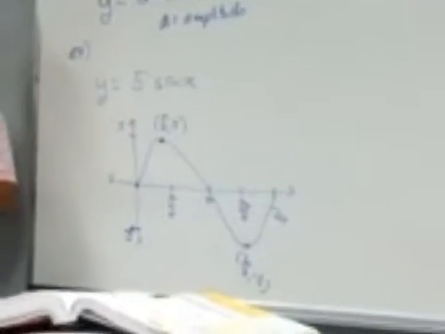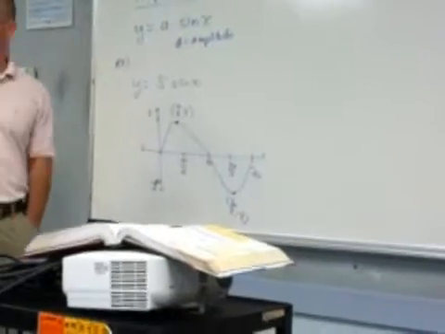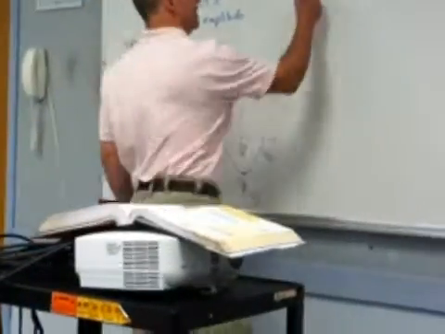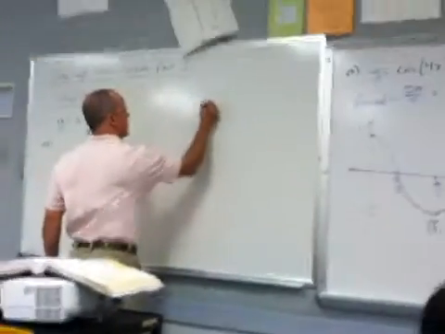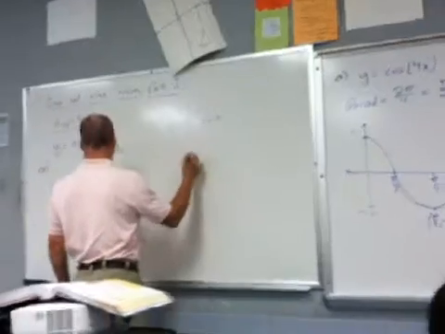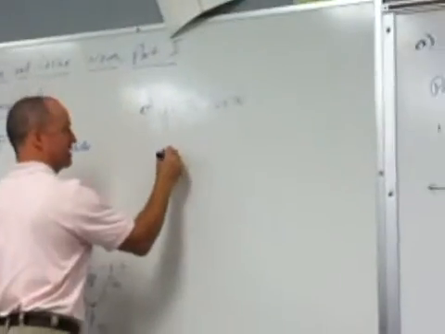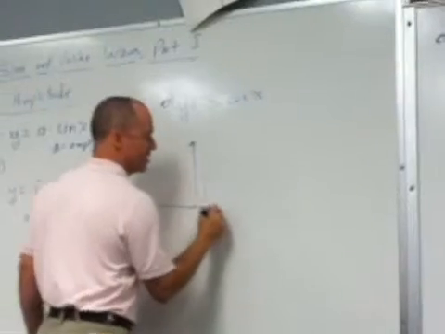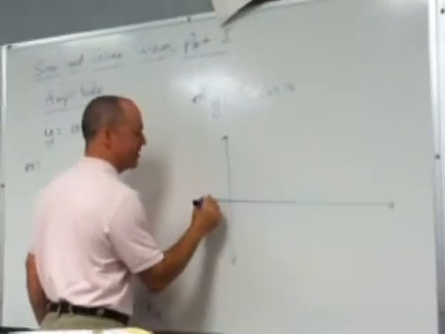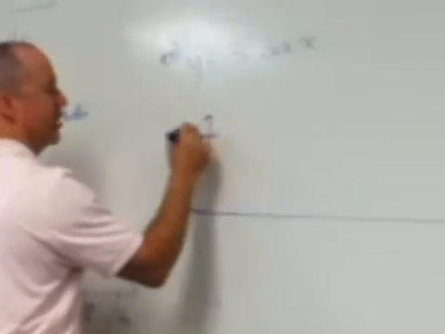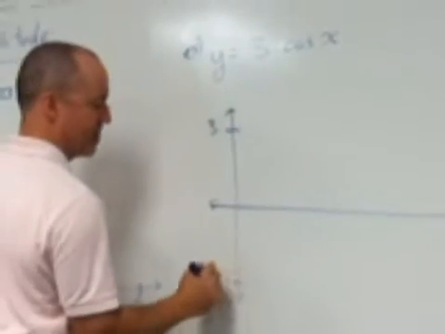Would seeing another one be helpful? Okay. Pick a number for cosine. 3. Okay. Y equals 3 cosine x. We've not changed the period, and I don't think in your homework tonight they mix and match.